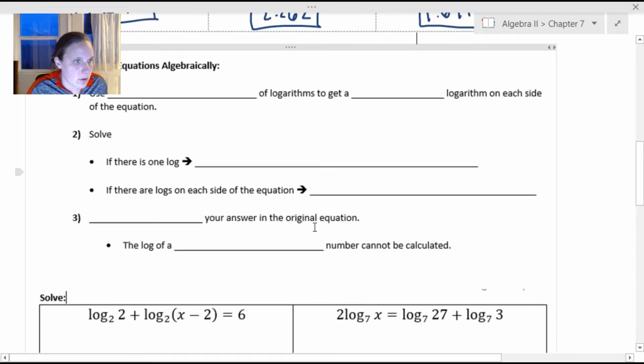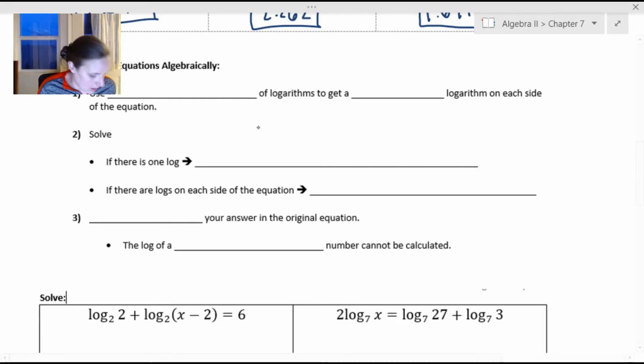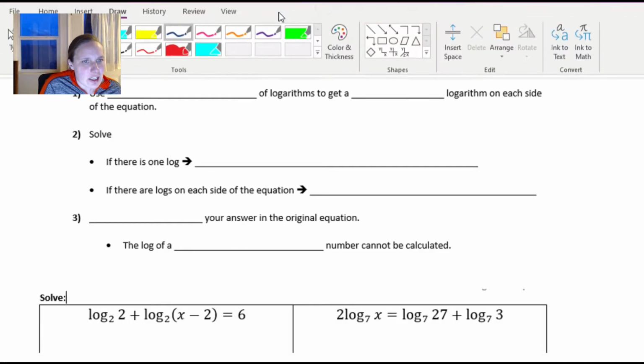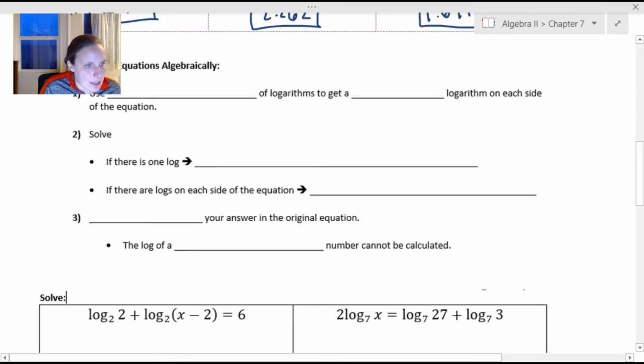All right, so the next part of the lesson is we're going to solve logarithmic equations algebraically. There's steps, because why not? So let me change colors too, because we're moving on. New topic, pink. Use properties of logarithms to get a single logarithm on each side. And then we're going to solve. If there's only one logarithm in the whole equation, we're going to rewrite in exponential form and solve from there.